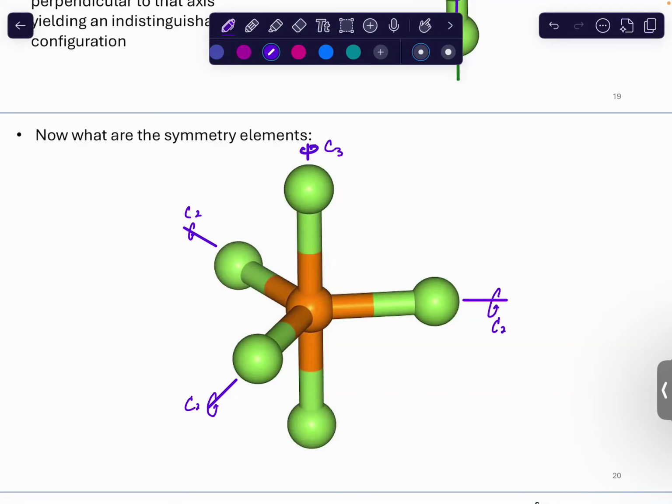All right, now, do you see a sigma H? Horizontal. Yes, just like along those three radial ligands. Yep, kind of just right around the center there.